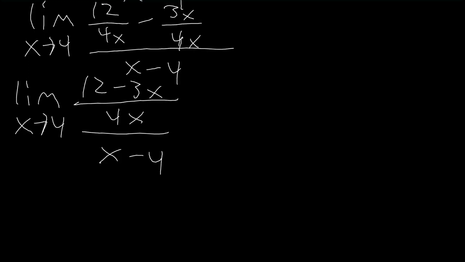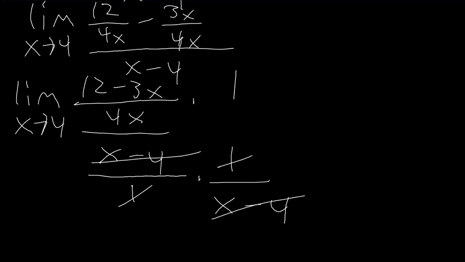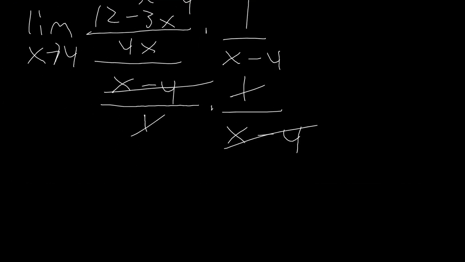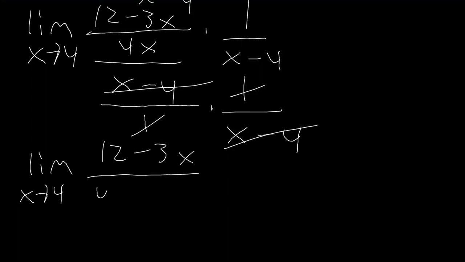Now we don't like 3 fractions, so let's simplify that a bit more. So it's really over x minus 4 over 1, because x minus 4 over 1 is x minus 4. And then we can multiply by the reciprocal to cancel the denominator. So now we're going to have the limit as x approaches 4 of 12 minus 3x over 4x times x minus 4.